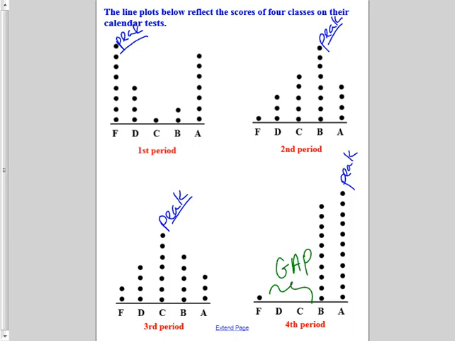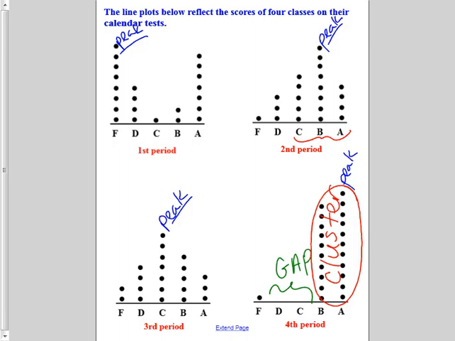And then clusters. When I look for a cluster, probably the best example of that is in fourth period right here where I have a lot of data together. That's going to be a cluster because that's where a lot of my data is grouped really closely together. Now you might call some of these others clusters. For example, you might say second period is mostly clustered between A, B, and C. You could maybe say that, but probably fourth period is your best example of a cluster.